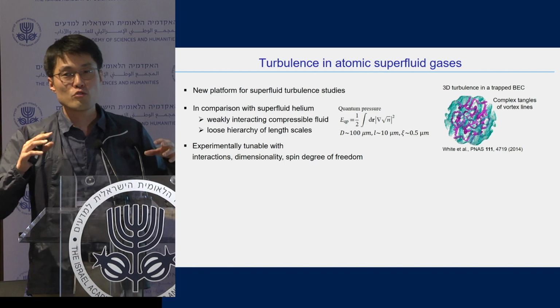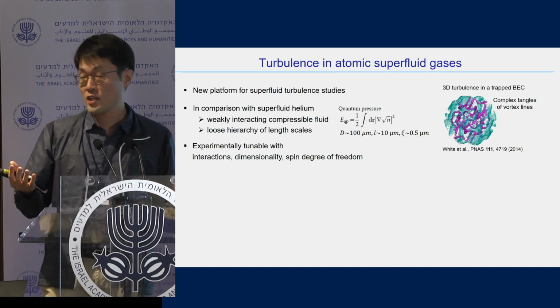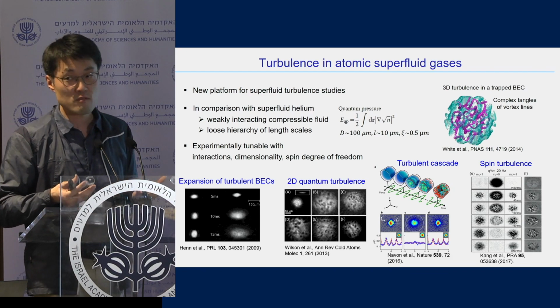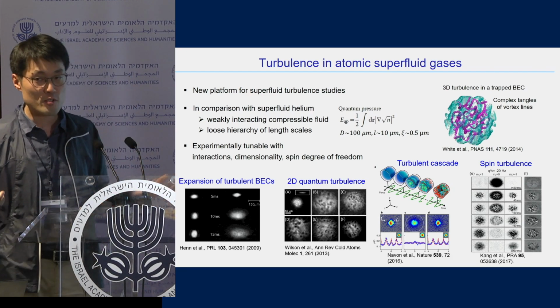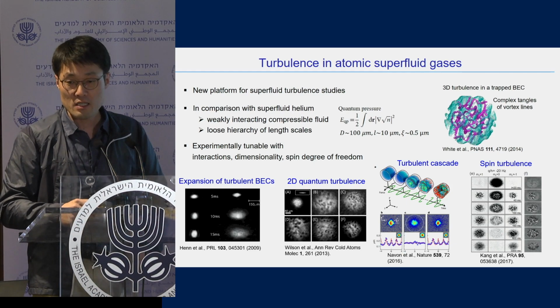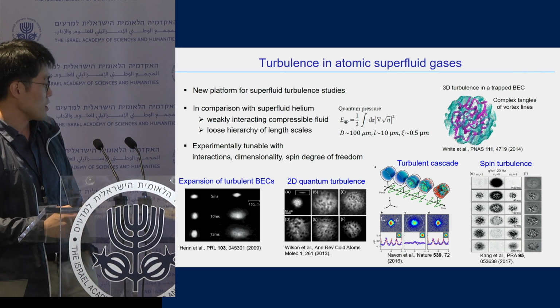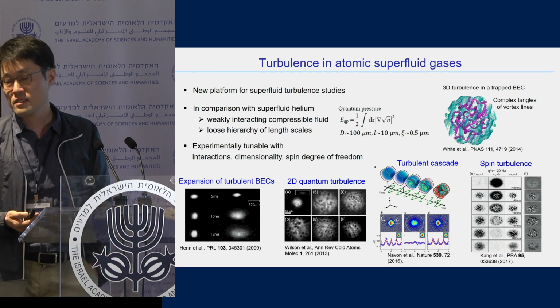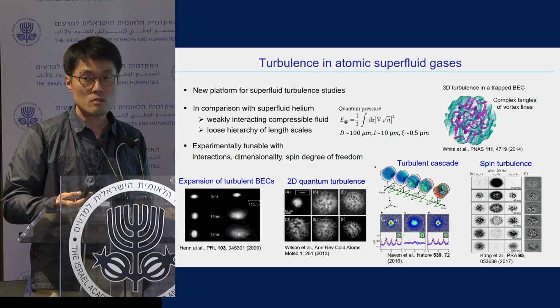And also, if you change the bosonic atoms to fermionic atoms, then you can also handle BCS-type superfluid in the system. So it's a very versatile platform. Over the last couple of decades, people have talked about using this atomic gas system for studying superfluid turbulence.